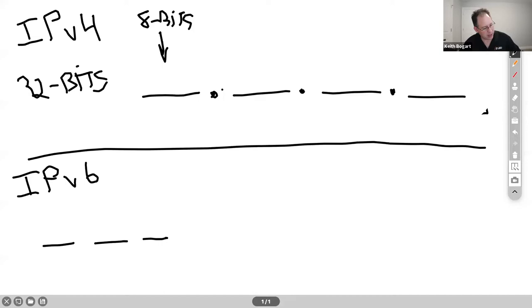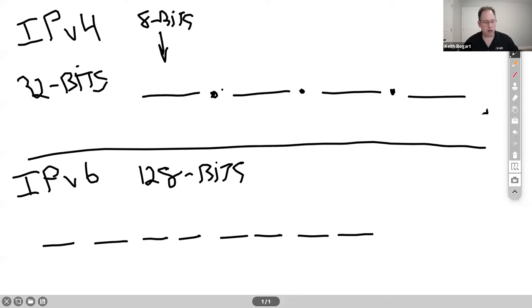1, 2, 3, 4, 5, 6, 7, 8. I think that's right. Anyway, with IP version 6, it's 128 bits long. Much bigger addresses. IP version 6 addresses are not represented in dotted decimal. They're represented a different way. We'll get to that in just a second.